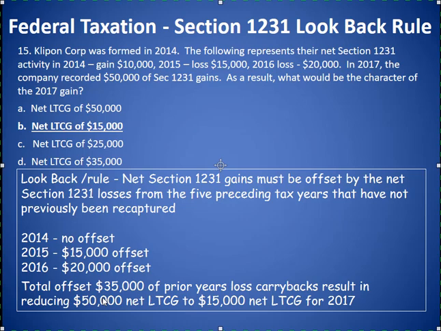So the total offset of $35,000, the $15,000 and the $20,000 of the prior year losses, results in reducing that $50,000 net long-term capital gain to $15,000, and the other $35,000 would be characterized as ordinary income.